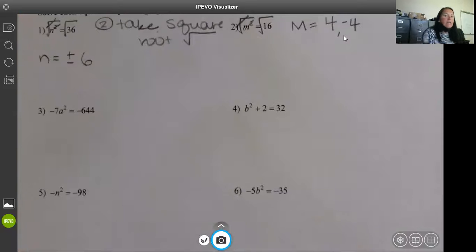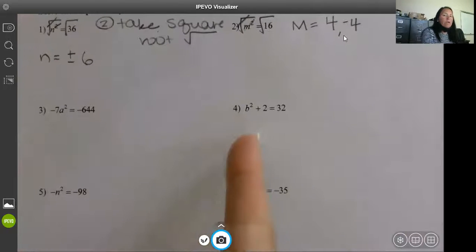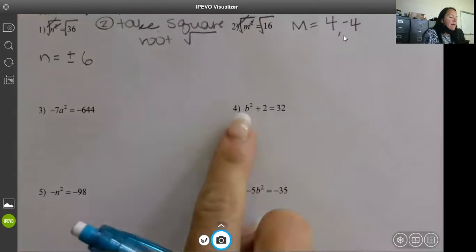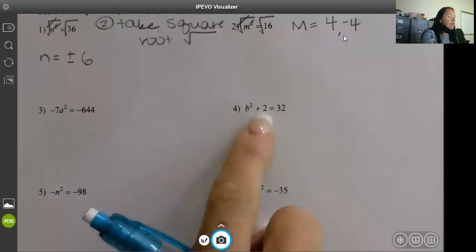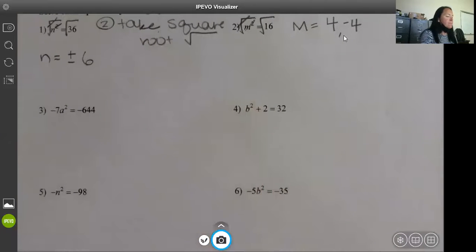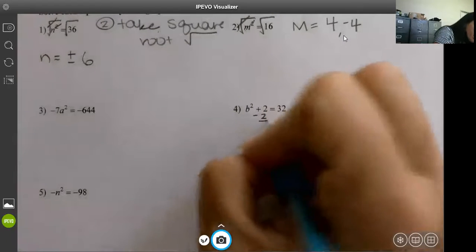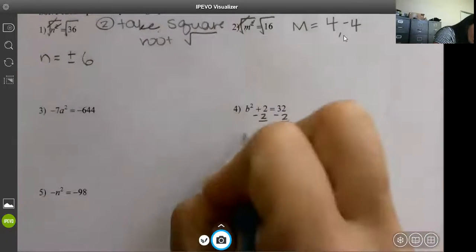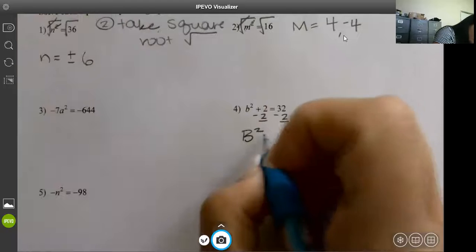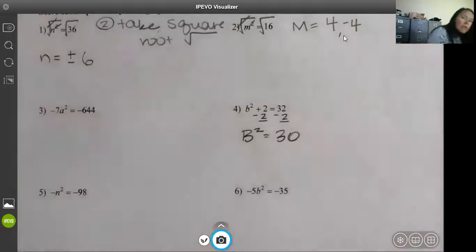So now I want to look at number 4. I'll come back to number 3. Look at number 4. I want to get that b squared by itself. How do I move that 2? It's not hard. It's something we've always done. How do I move that 2? Subtract it. So I get b squared equals 30.